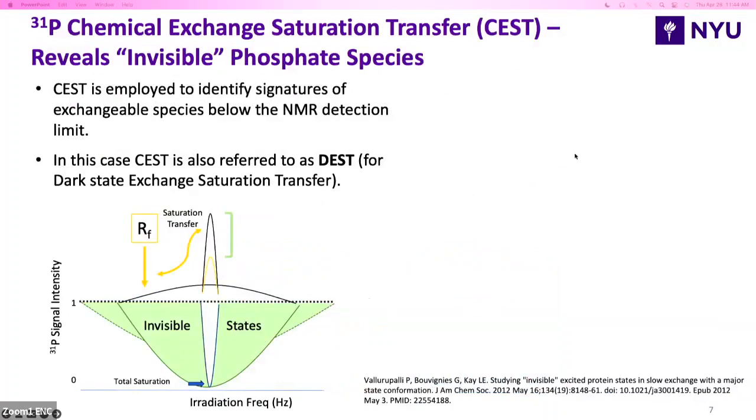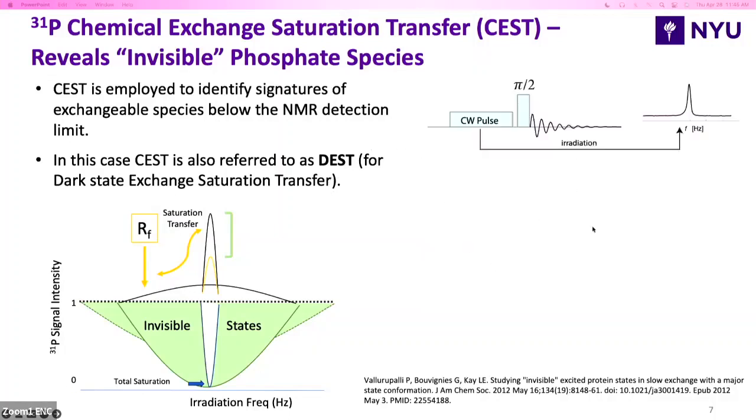In order to prove the hypothesis, we need some experiments beyond the 1D spectroscopy. In our study, to test whether there is an exchange between the visible species and the spectroscopically dark population, we performed the chemical exchange saturation transfer. In this case, you can also call it DEST, for dark state exchange saturation transfer.